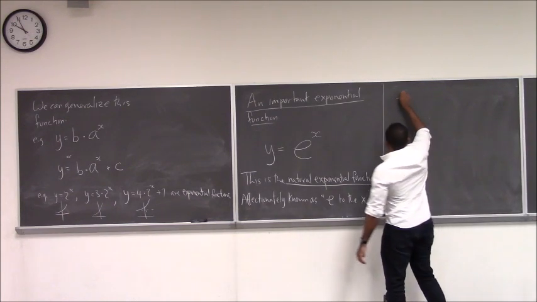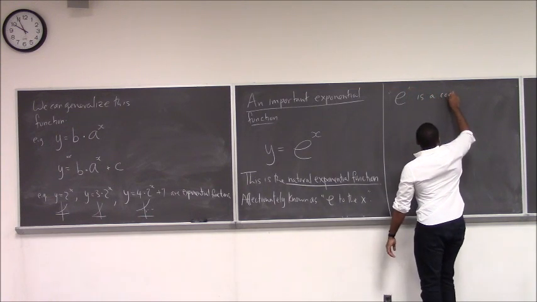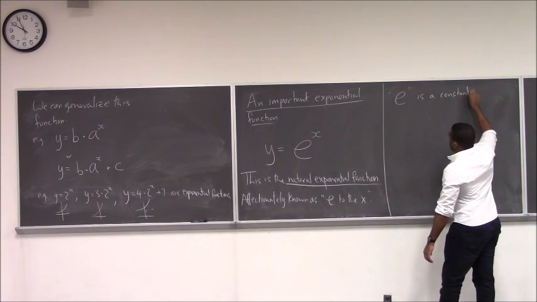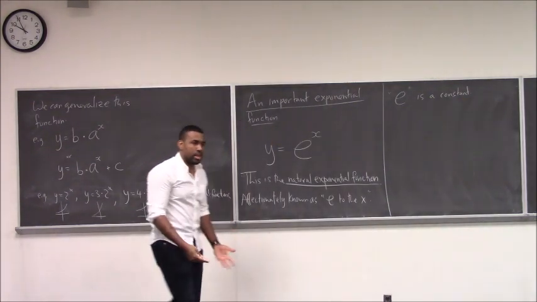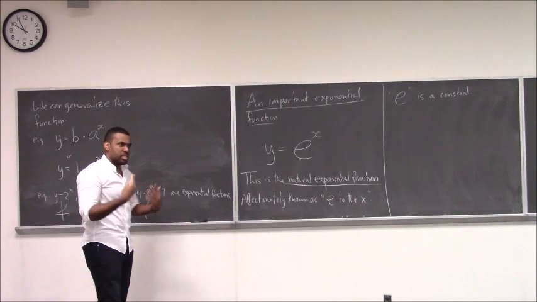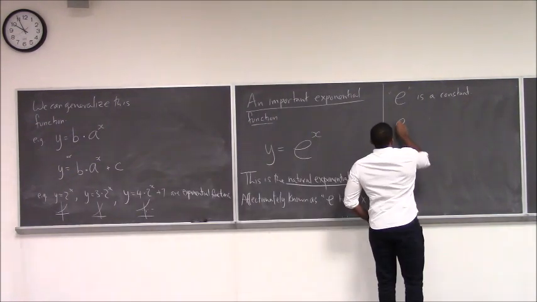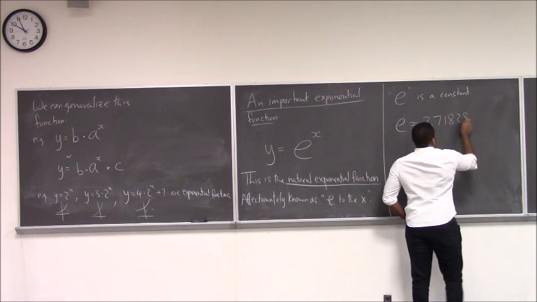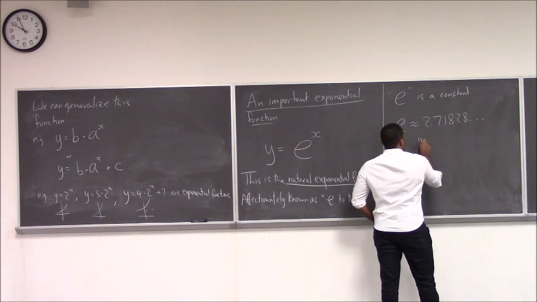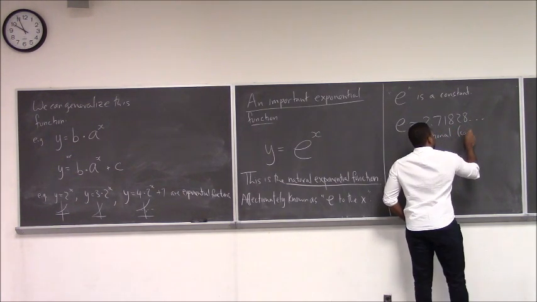e is a constant, in case you didn't know. Yes, it's a letter of the alphabet, but it represents a constant. Kind of like how pi represents a constant. When you see the symbol pi, it's a letter of the Greek alphabet, but it actually means a number to you. e is the same way. So e is 2.71828. In general, it is irrational. It means it cannot be written as a fraction.